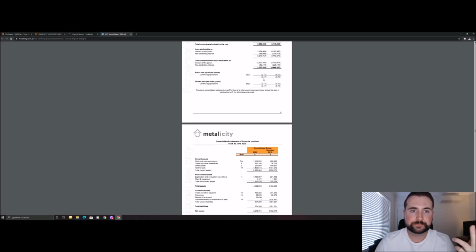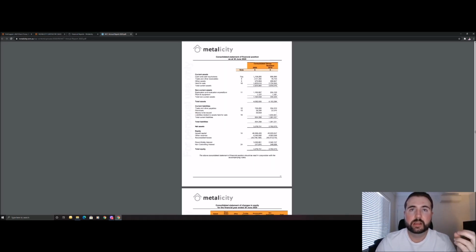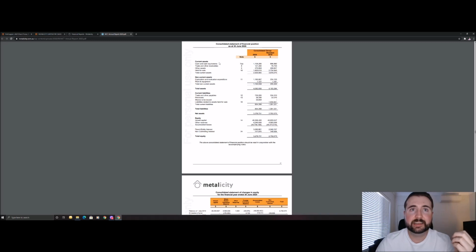Scrolling down, okay, can see we got some assets here, cash and cash equivalents. So that's saying we've got 1.1 million cash on hand. We got more money than we did last year. So I'm assuming they've raised or something like that, or they've gotten a loan in order to raise some cash, that sort of stuff.